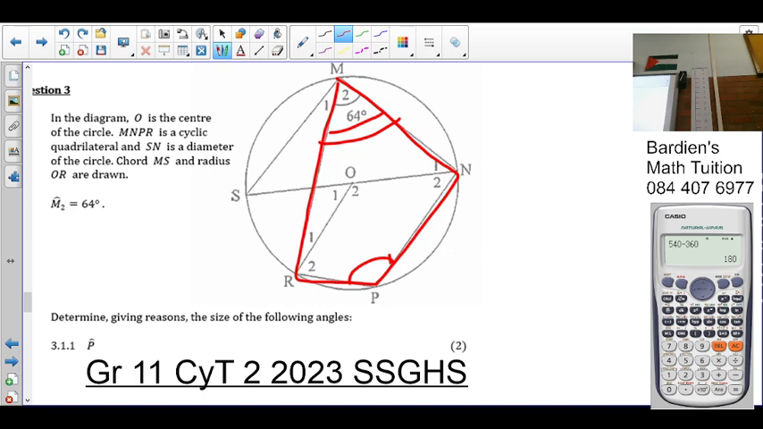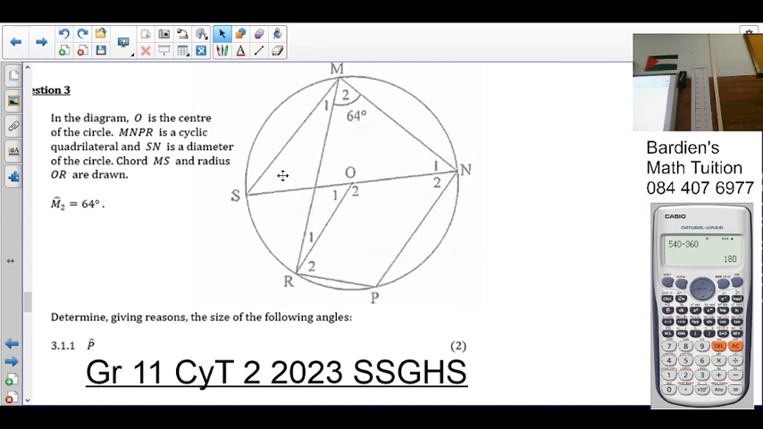Why is that 180? Because the opposite angles of a cyclic quad are supplementary. Then we are told that SN is a diameter. People, if SN is a diameter, what do we know? We know that surely M1 and M2 is 90 degrees, okay? Chord MS and radii OR are drawn. M2 is 64 degrees. Determine, giving reasons, the size of the following angles.